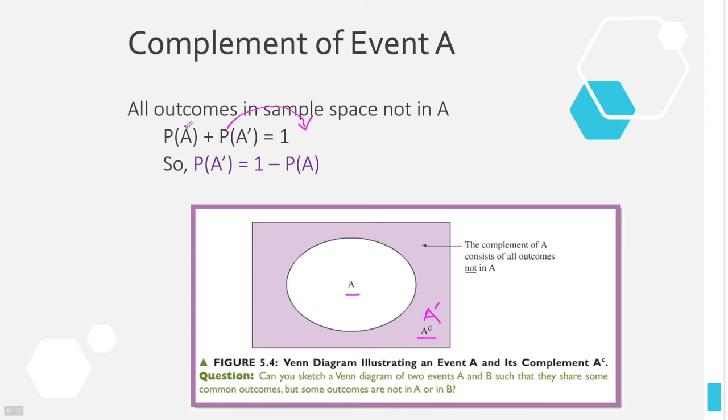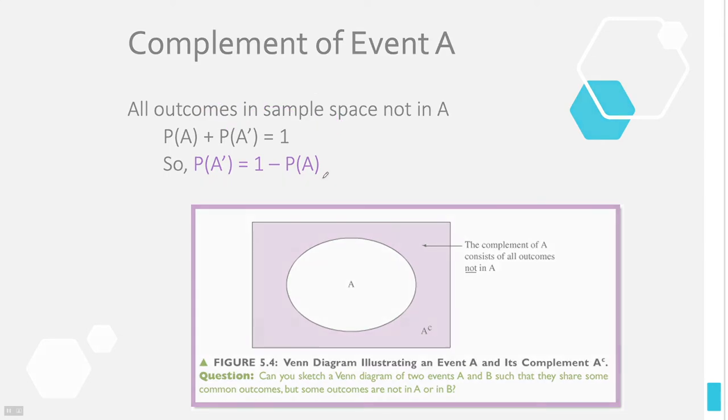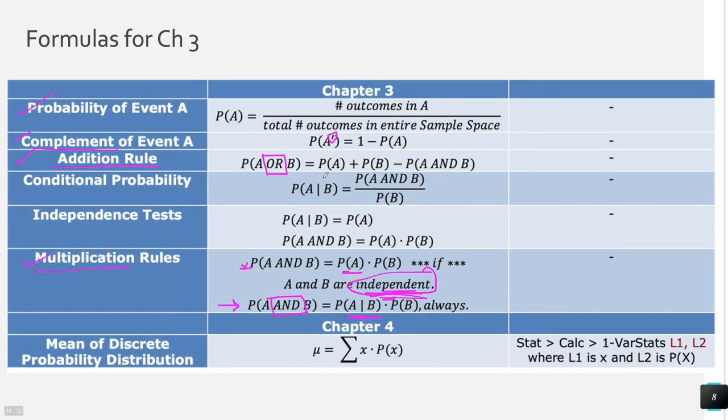We would only move one of them to the other side. We wouldn't move both of them to the other side. And so the probability of A has to be equal to 1 minus the probability of not an A, and likewise the probability of not an A is equal to 1 minus the probability of A, and that is exactly like it is on the formula card. So that's where this formula comes from.